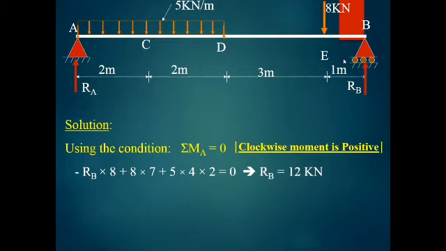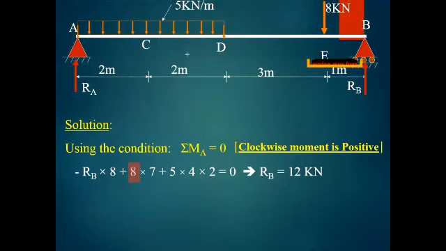Then next is the point load, that is 8 kilonewton. So 8 kilonewton point load, distance from RA is 7. It is going down, so if you move this, you will find it is going in clockwise direction. So it is plus. Then 5.